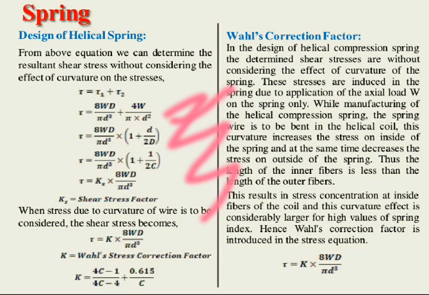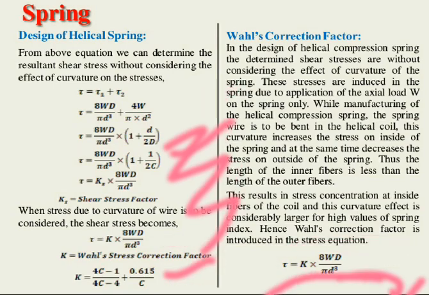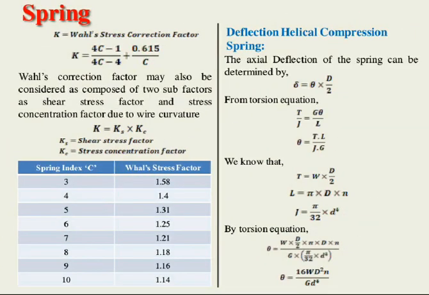This results in stress concentration at the inside fibers of the coil, and this curvature effect is considerably larger for high values of spring index. Hence, Wahl's correction factor is introduced, and this is given by tau equals K into 8WD by pi d cube, which we get from the design of helical spring. I have already told you that K is Wahl's correction factor, given by (4C minus 1) by (4C minus 4) plus 0.615 divided by C.